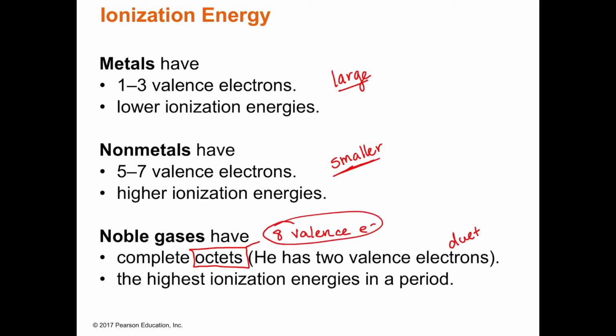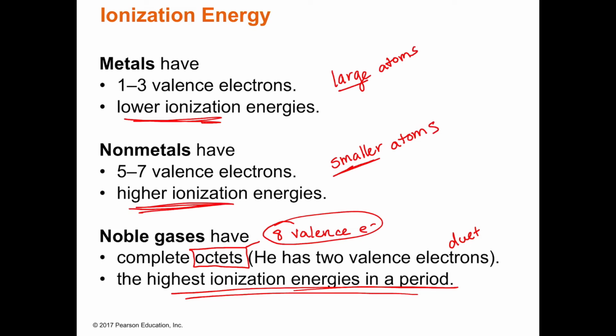Since the goal in bonding is to always get to 8 valence electrons, and noble gases already have 8, they have extremely high ionization energies. They're not trying to lose any, right? They don't want to lose any valence electrons because, like I said, the goal of bonding is to get to 8. So metals are very large atoms, so they have very low ionization energies. Nonmetals are smaller atoms, so they have higher ionization energies. And noble gases are the smallest atoms, and they already have 8 valence electrons, so they have extremely high ionization energies.